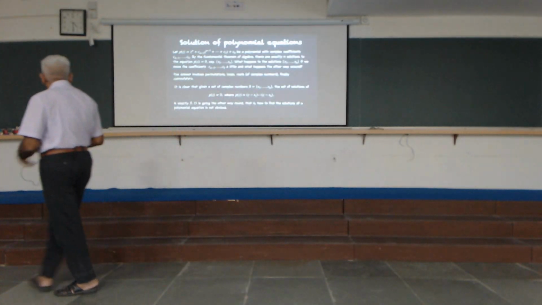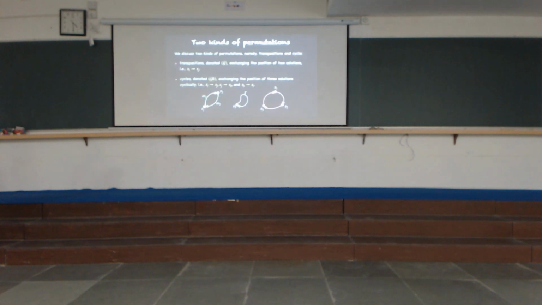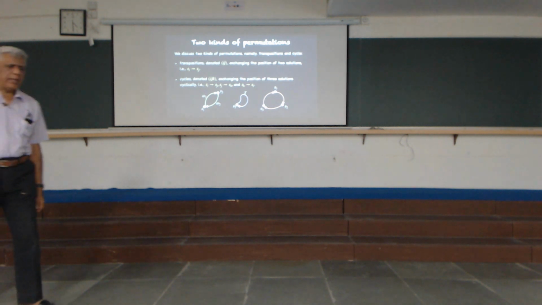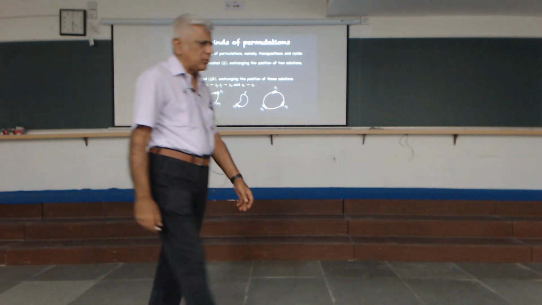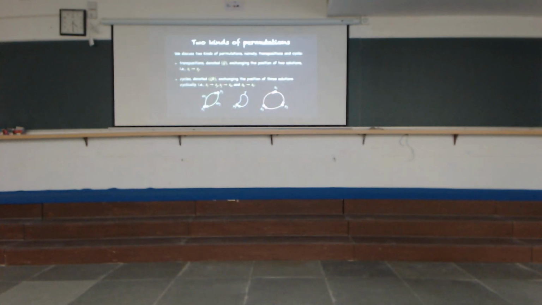As I have said here, it is going the other way around that one needs to find, that one needs to understand. For this purpose, it is enough to talk only about two sorts of permutations. There are permutations of all kinds, but permutations are finally made up of transpositions. But here, we will focus on two kinds of permutations: one that is a transposition and the other that is a cycle.